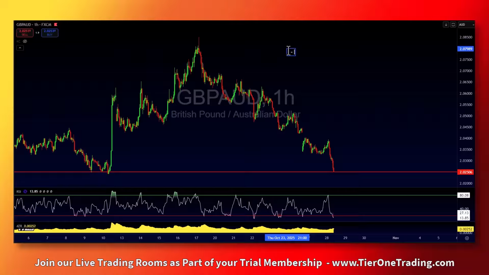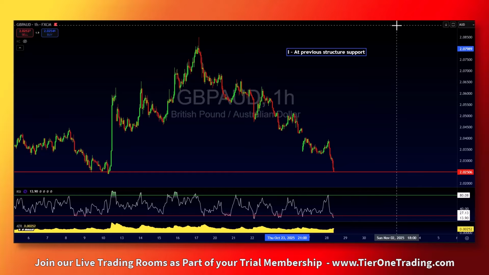So price action has moved bearishly, right? Doesn't mean that we're going to move bearishly. And we are trading at a level of structure, right? So we are at previous structure support. All right, so based on what we see, because we are at previous structure support, what prediction can we make?